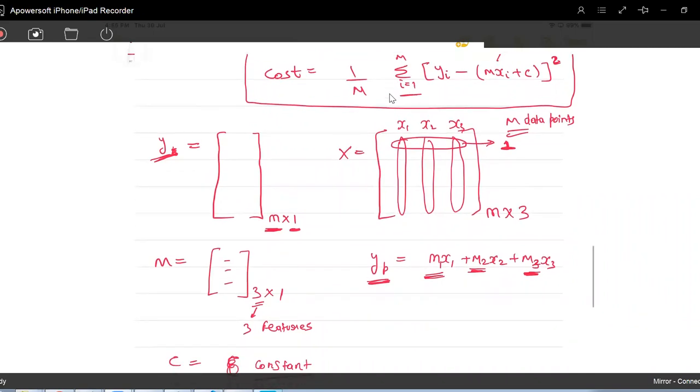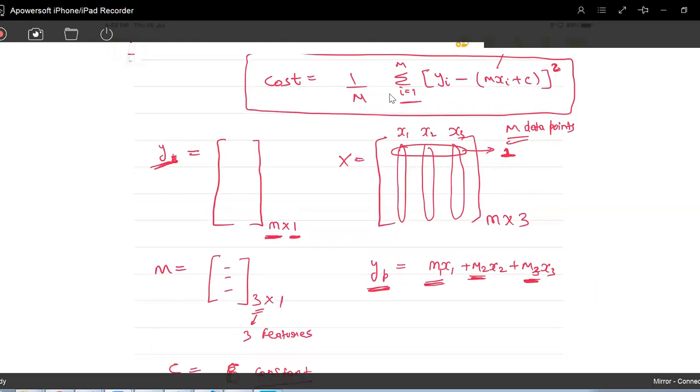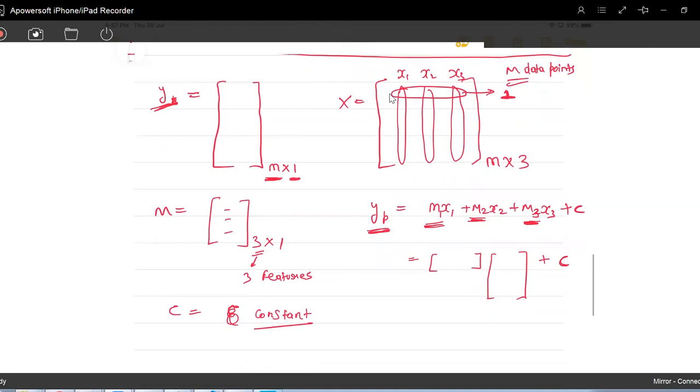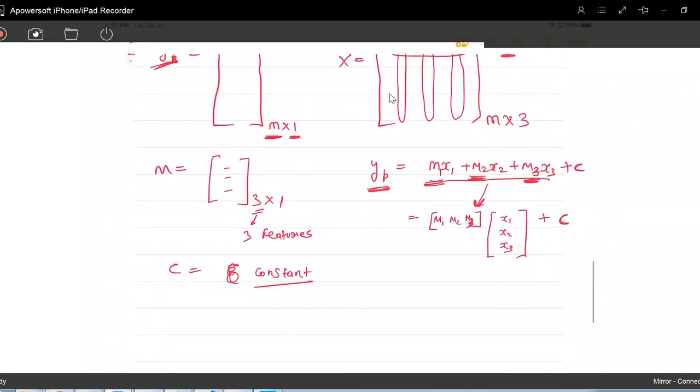Now let's see how we will do this summation using matrices only. y predicted will be m1 x1 plus m2 x2 plus m3 x3 plus c, and let's try to write this using matrices. Here I will have x1 x2 x3 and m1 m2 m3. Can I write this same thing like this? Do you agree with me?